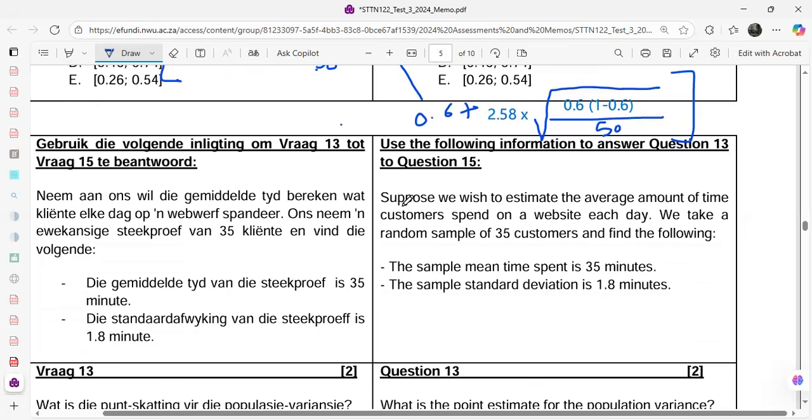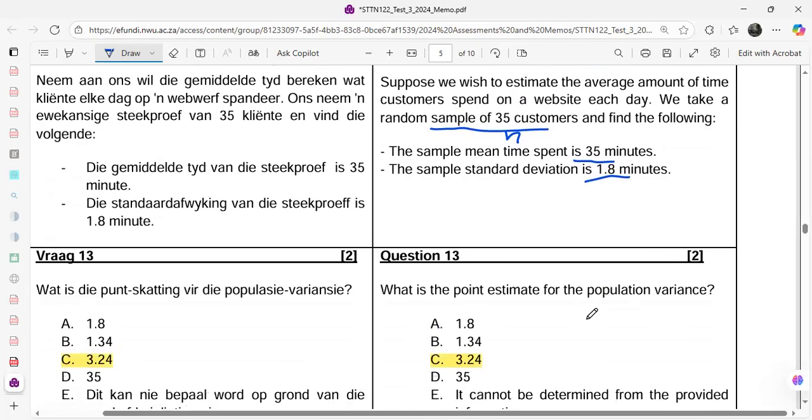This is the one. Use the following information to answer questions 13 to 15. Suppose we wish to estimate the average amount of time customers spend on a website each day. We take a random sample of 35. This is n. And find the following. The sample mean we're given is 35. The sample standard deviation is 1.8. Now let's check. What is the point estimate for the population variance?